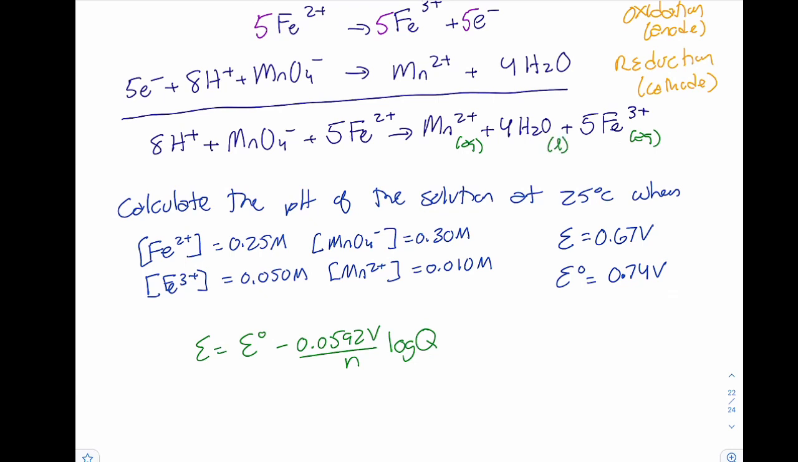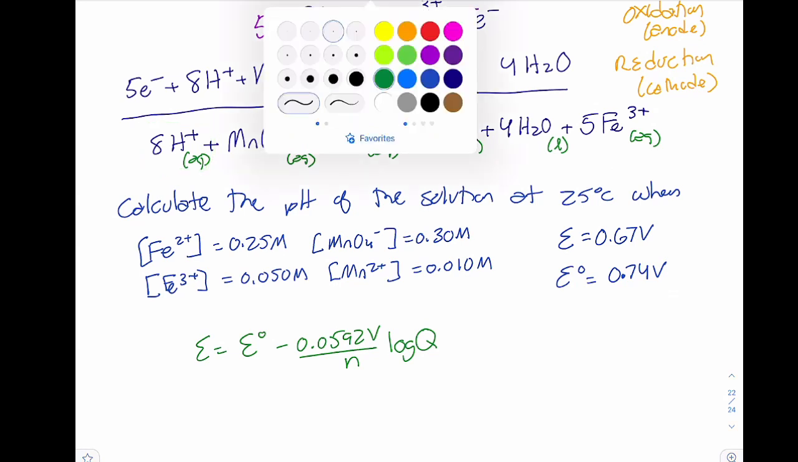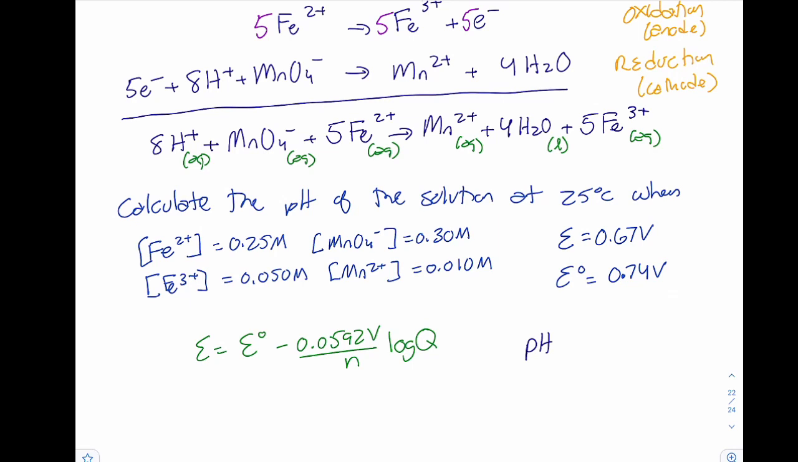Water is a pure liquid, so I don't need to include it. And then that's going to be over the concentration of my reactants, also raised to powers equal to their coefficients. All of those are aqueous. And we're given the concentration, right, of all of these ions, but we're not given the concentration of my hydrogen ions. And we do know that pH, right, is the negative log of those hydrogen ions, right? Remember, hydrogen ions in water, in aqueous solution, are hydronium ions.